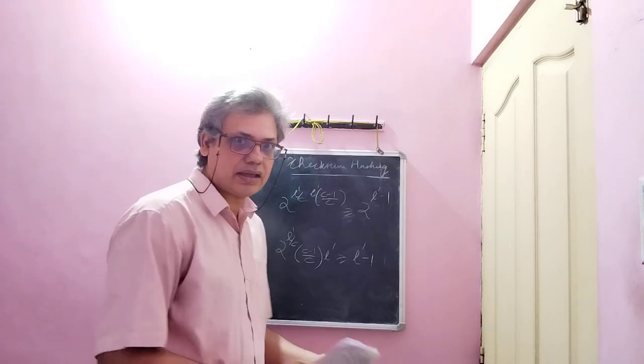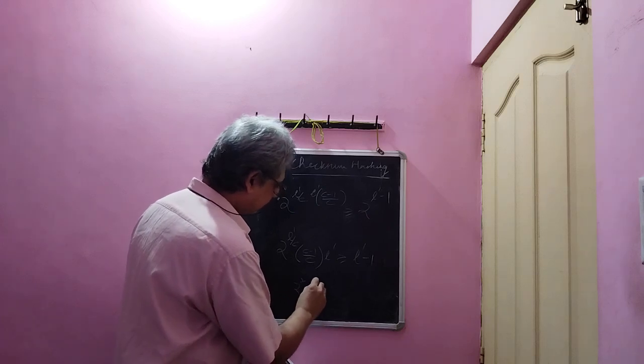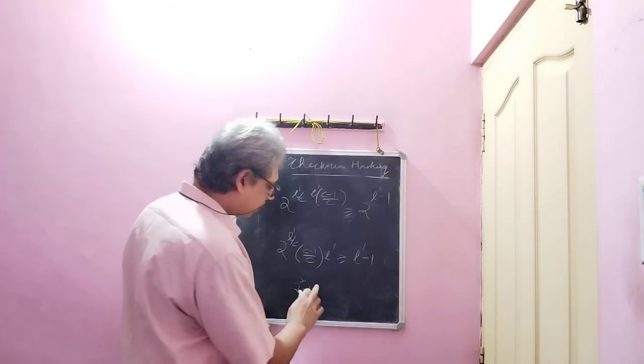Okay, if you take each, there will be 2 power r into L dash power r. L dash power r means r into L bits.